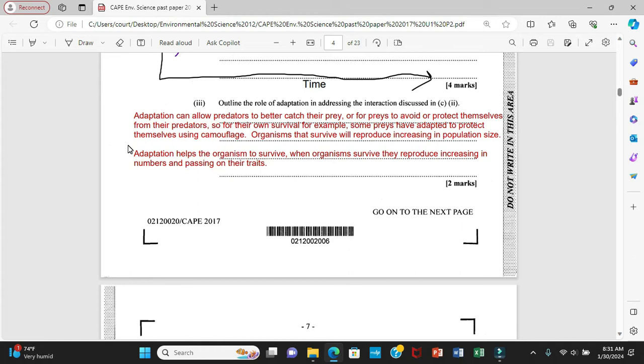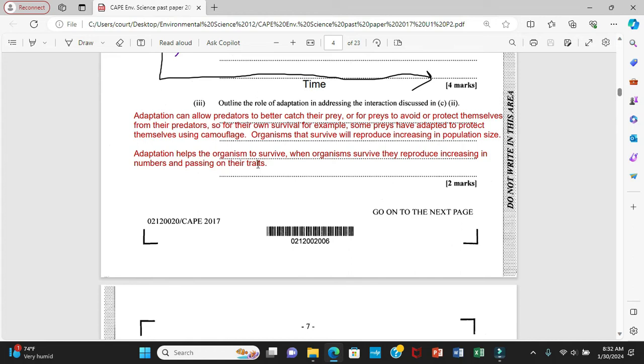Organisms that survive will reproduce, increasing in population size. Adaptation helps the organisms to survive. When organisms survive, they reproduce, increasing in numbers and passing on their traits. So, in short, what did it say? The role of adaptation is that adaptation will basically help the organisms to survive.